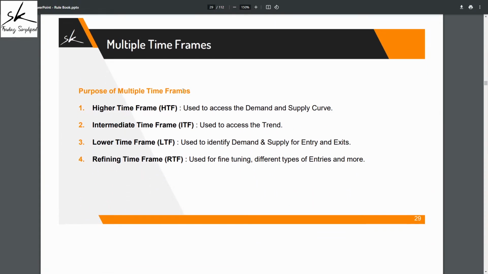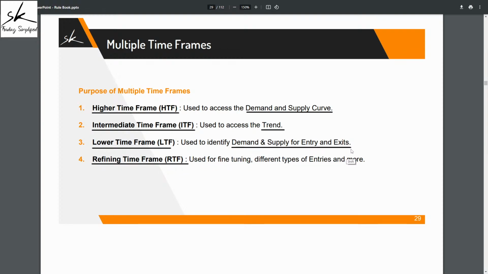Now, what are the multiple time frames that we use? We use a minimum of 4 different time frames, and we call them the high time frame HTF, intermediate time frame ITF, lower time frame LTF, and the refining time frame RTF. High time frame is used for demand supply curve analysis. Intermediate is used for trend analysis. On the lower time frame, we identify areas of demand and supply for our entries and exits.